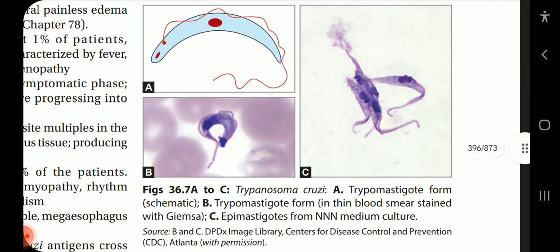In this figure, we can see the Trypanosoma cruzi. Figure A shows the trypomastigote form. Figure B shows the trypomastigote form in the blood smear stained with Giemsa, and C shows epimastigotes from the NNN medium culture.